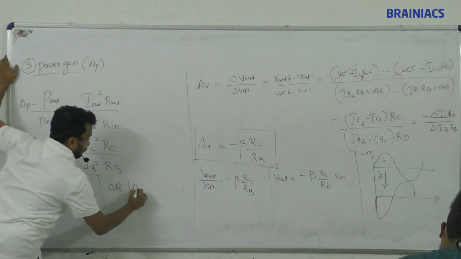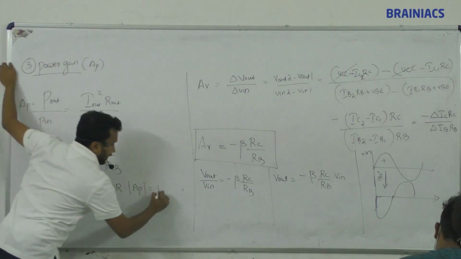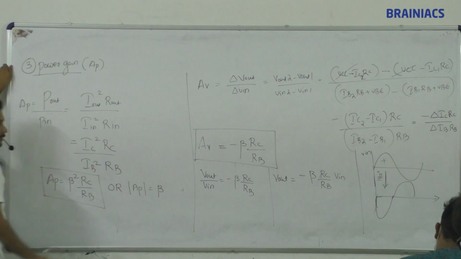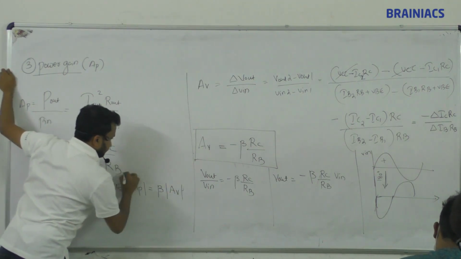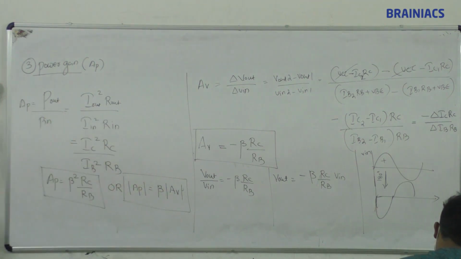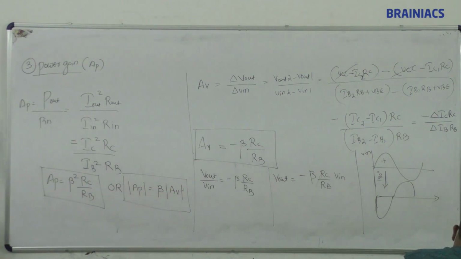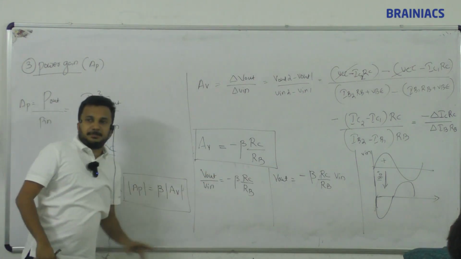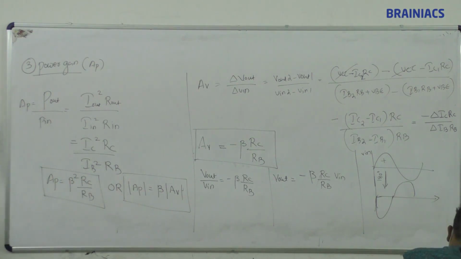Or magnitude of AP can be written as beta into magnitude of voltage gain. This is also correct, right? Beta into voltage gain is equal to power gain. Take AP as positive everywhere, because this sign is only representing phase shift, no other meaning to that one.